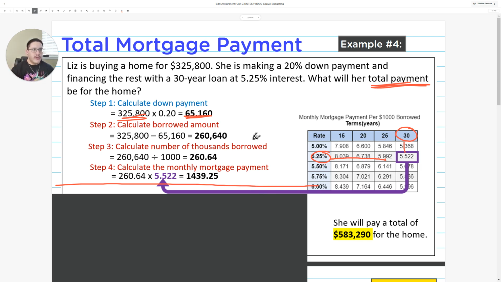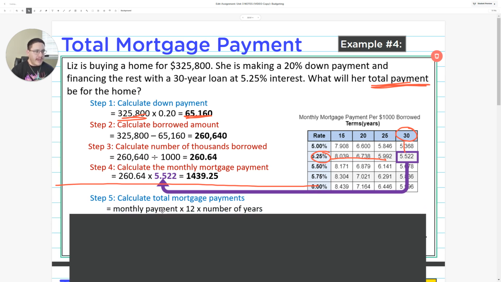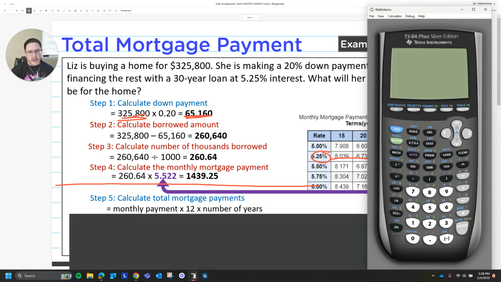However, now we want to know what her total payment will be. So step 5. To calculate the total mortgage payment, we're going to take the monthly payment, which was $1,439.25, multiplied by 12. And then from here, multiply by the amount of years we're carrying out this loan, which is a 30-year loan. So multiply this by 30. And we get $518,130.